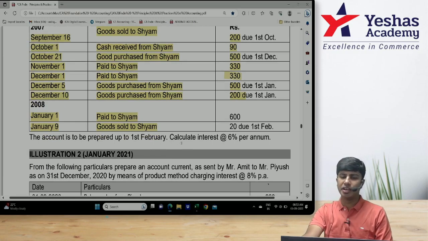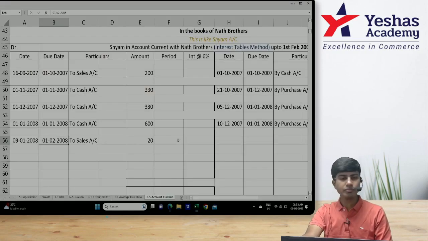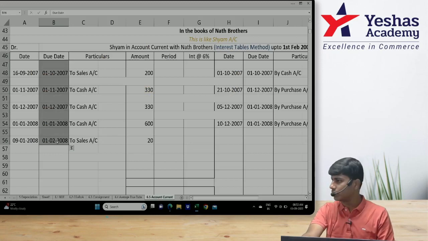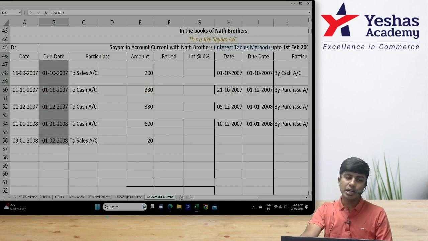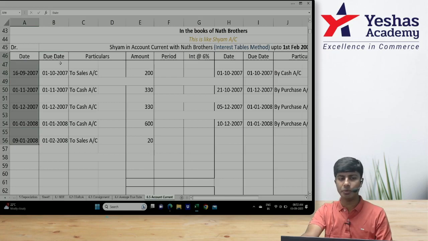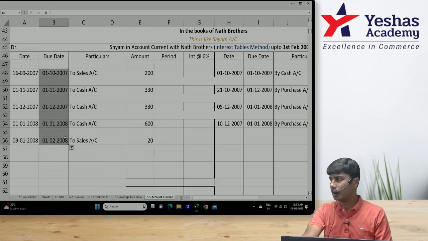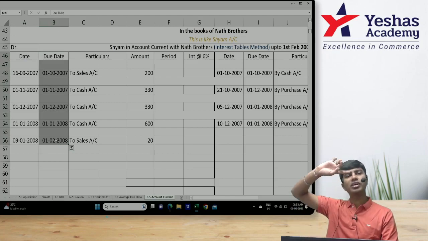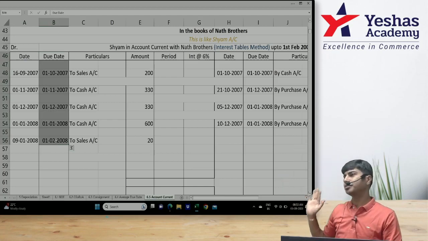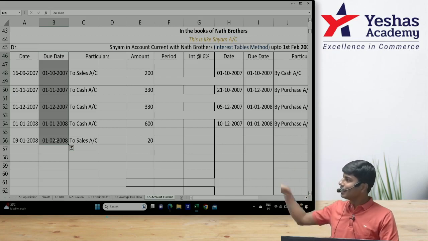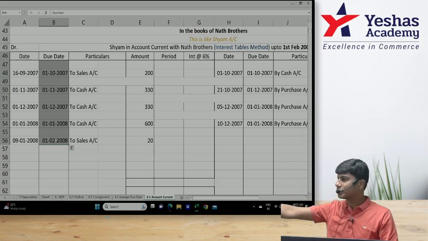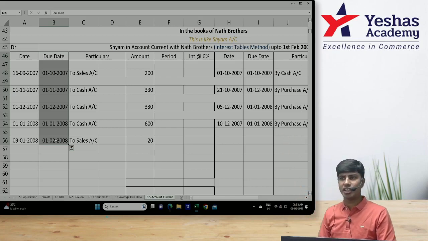Okay, calculate interest at 6%. Shall we do it? Now very simple. Whenever due date is available, take the due date. Whenever due date is not available, the date of transaction itself will become the due date. Did you understand that? We have already written it. Now, from the due date till the date on which account current is prepared, compute interest, and write that in that particular transaction only.